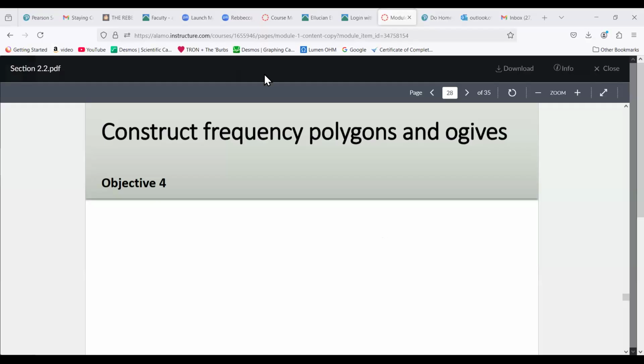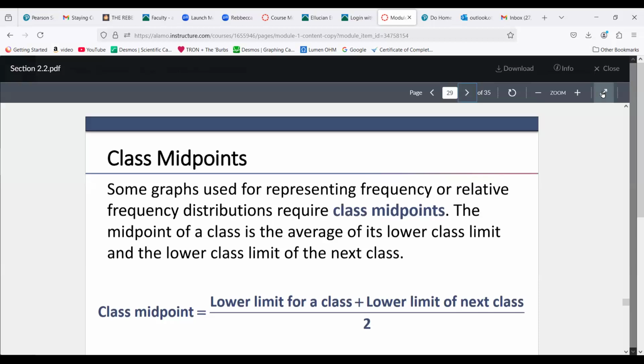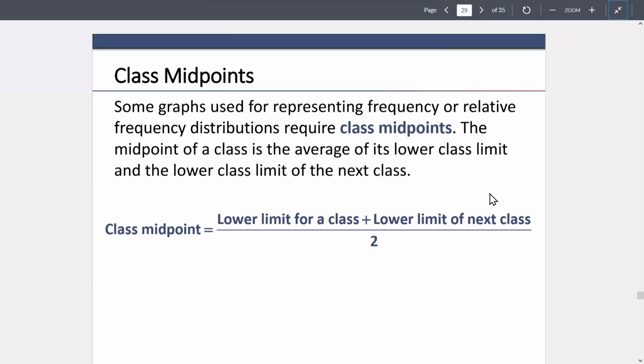Okay, so for our last bit here, we're going to look at frequency polygons and ogives. Here we're going to talk about something called a class midpoint.